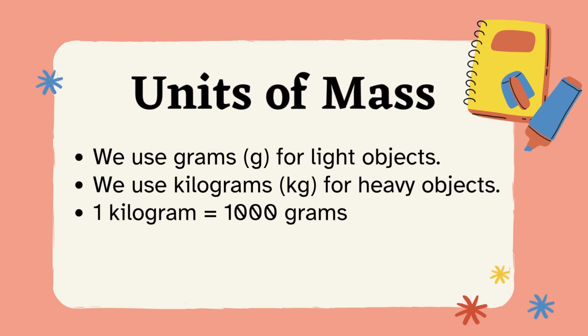Okay, units of mass. When we measure small light things like a pencil or a spoon of sugar, we use grams. But for big, heavy things like a school bag or a dog, we can use kilograms. And remember, 1 kilogram is always equal to 1,000 grams. You have to remember that. So 1 kilogram is equal to 1,000 grams, and 1,000 grams is equal to 1 kilogram.